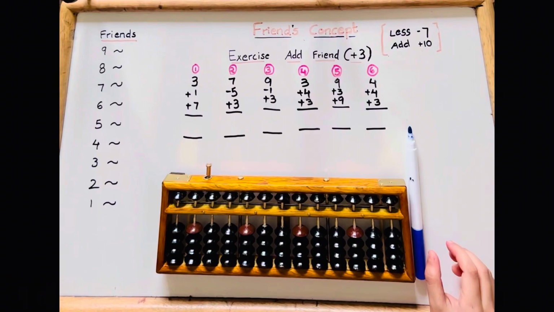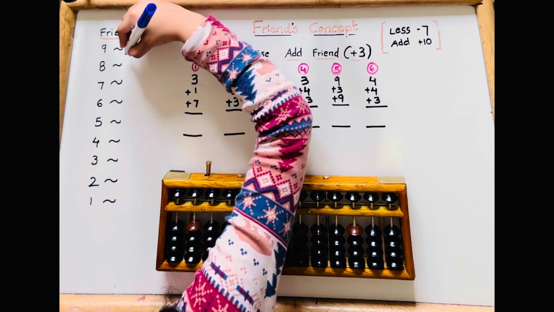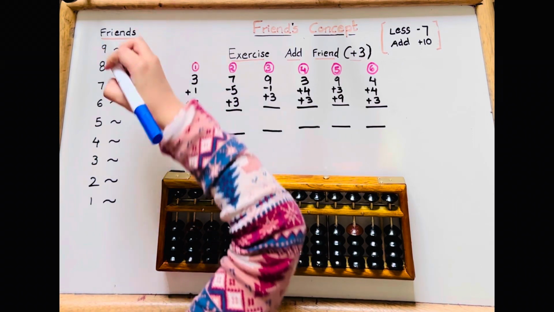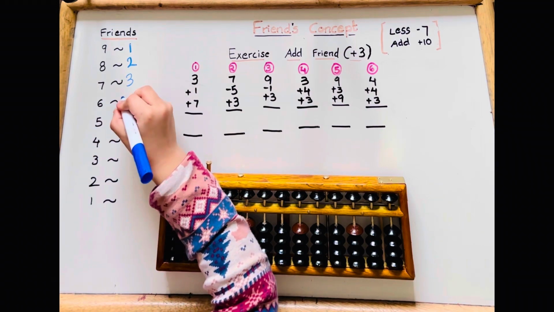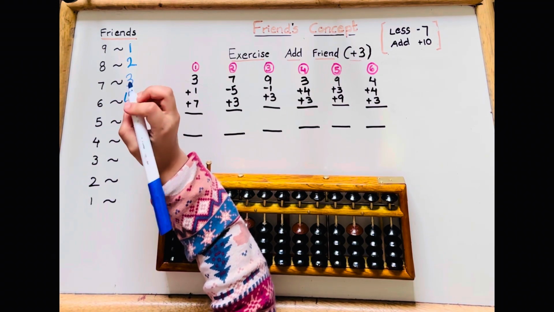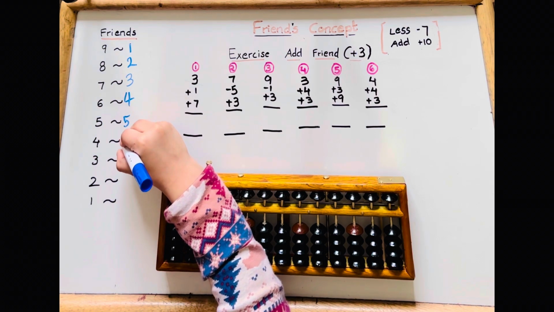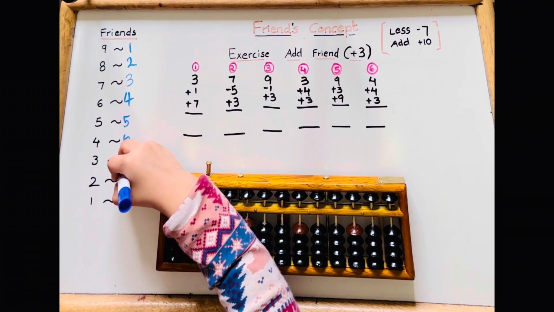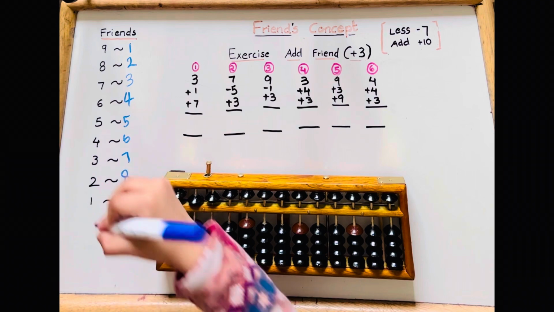Friend of three. I write down pets first. Ninth friend is one. Eighth friend is two. Seventh friend is three. Sixth friend is four. Fifth friend is five. Fourth friend is six. Sixth friend is seven. Two's friend is eight. And one friend is nine.